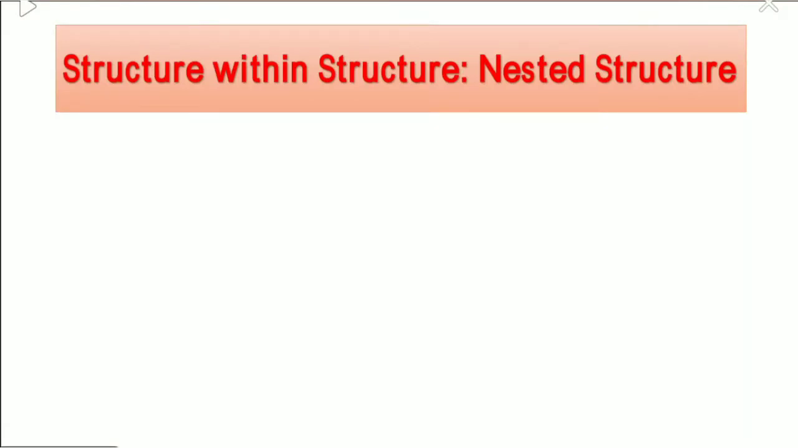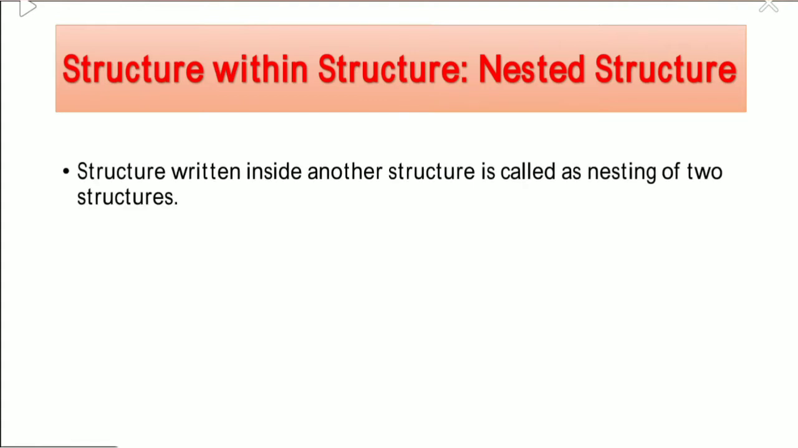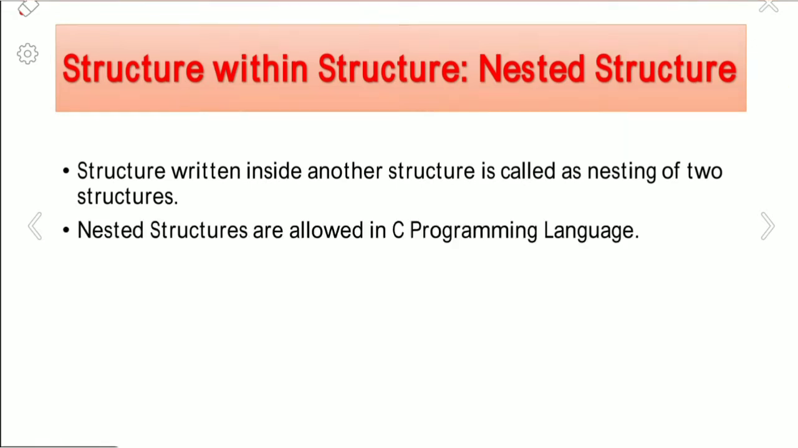In this video we are going to discuss nested structures in the C language. Structures within a structure means nesting of structures. Nesting of structures is allowed in the C language. A structure written inside another structure is called nesting of two structures, or a structure within a structure is called a nested structure. Nested structures are allowed in the C programming language.